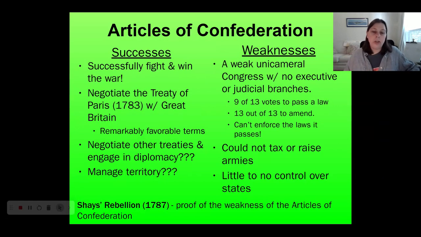The Articles of Confederation can't do that. And so it winds up being put down by a hired mercenary army that six of the wealthiest Massachusetts residents wind up pooling their money to hire. And that's not great, right? That's like feudal Japan. That's not a good sign.